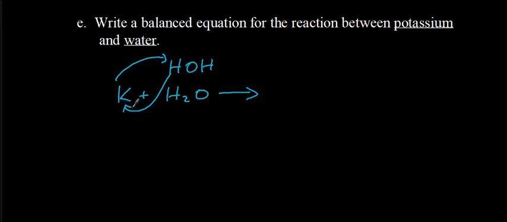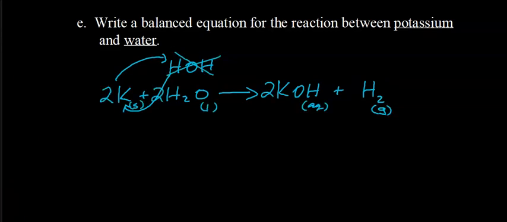So potassium goes with hydroxide to make potassium hydroxide. And then we have hydrogen by itself. Hydrogen by itself is H2. All right, go ahead and pause the video, put in your states of matter, and balance.